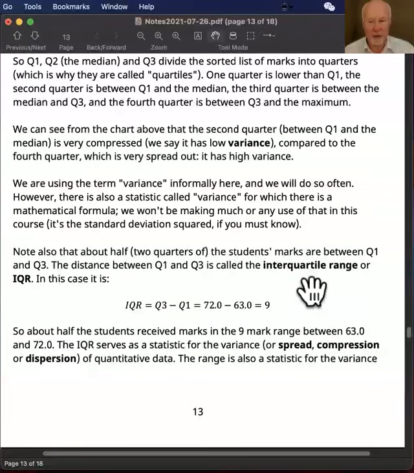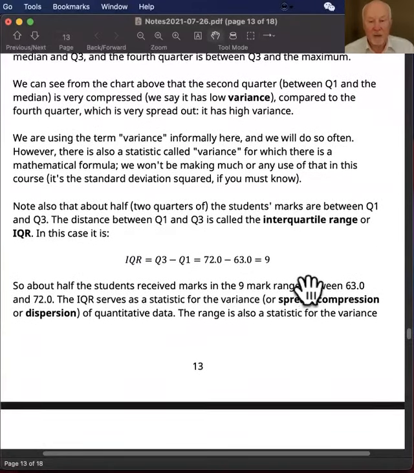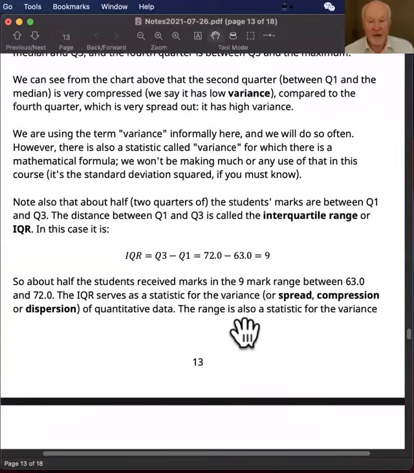So this is called the interquartile range, or IQR, and we will make use of that for a calculation we'll learn later on. So we know that half the students receive marks in that 9-mark range, between 63 and 72. So that's a fairly compressed range. The IQR serves as a statistic for the variance, and we also call it the spread or compression or dispersion of quantitative data. Those terms are just used more or less interchangeably.